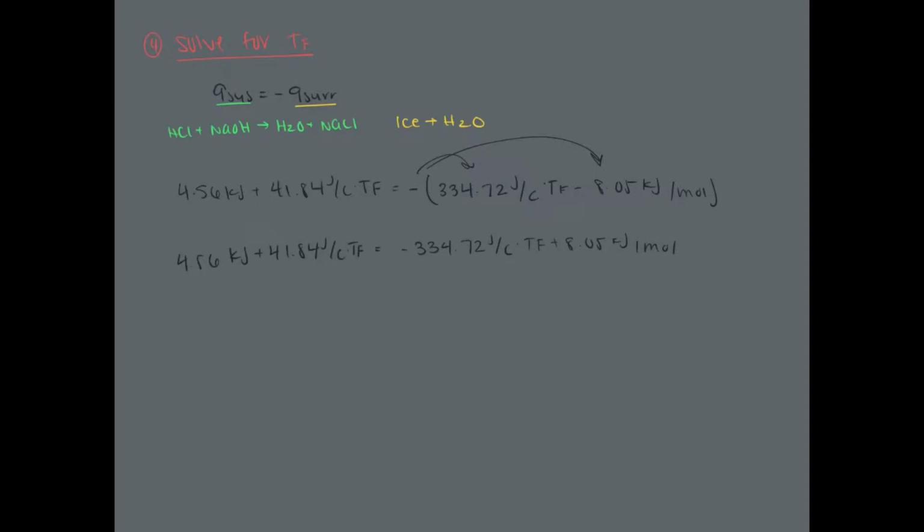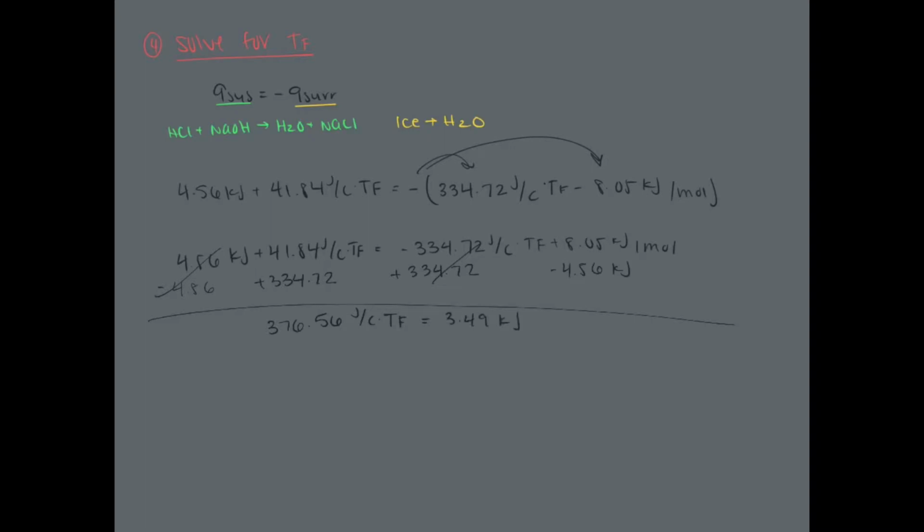So now we're going to combine like terms. I'm going to add 334.72 on both sides, and I'm also going to subtract 4.56 kilojoules. So when we do all that, these cancel out, and then we are going to get 376.56 joules per Celsius times final temperature is equal to 3.49 kilojoules.